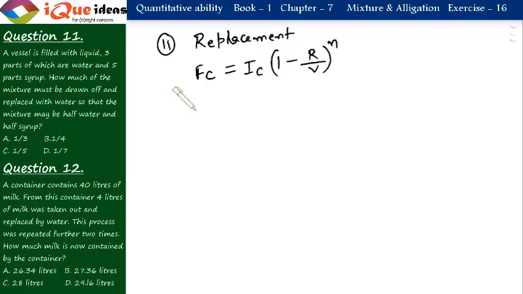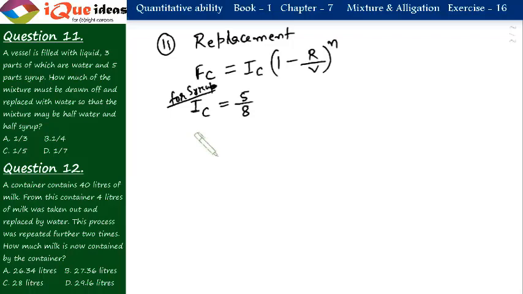Now this is a question of replacement. It says a vessel is filled with liquid, 3 parts of which are water and 5 parts syrup. So that means initial concentration, and we are replacing by water. So we have to do it for syrup. We don't do it for the quantity that is added. We always do it for the one that is not added. So initial concentration of syrup would be equal to 5 divided by total, that is 8. 3 plus 5, 8.